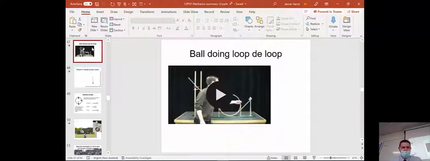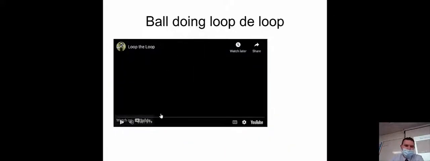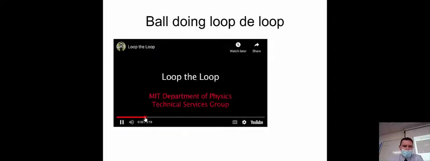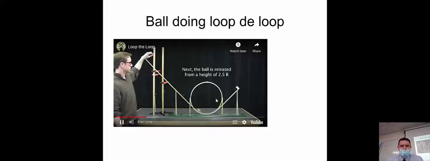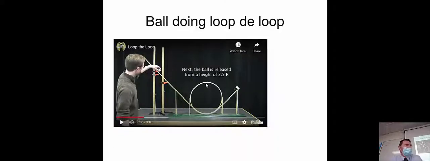Okay. If we remember, on Friday we spent a bit of time looking at this marble doing the loop-the-loop. We'll wait for YouTube to load. And we said that it was 2.5 R. Is it going to make it the whole way around at 2.5 R? Who says yes? Does it account for friction? And is there going to be friction? And so is it going to make it around?